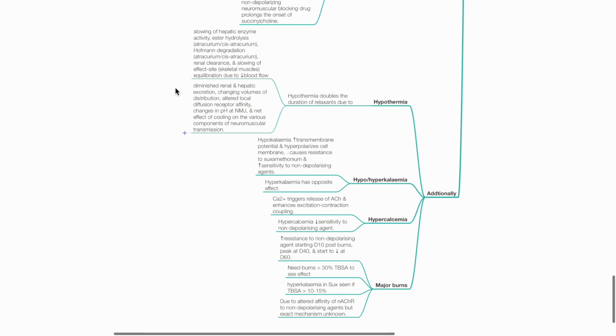Hypercalcemia triggers the release of acetylcholine and enhances excitation-contraction coupling. Hence, hypercalcemia reduces the sensitivity to non-depolarizing muscle relaxants. Major burns increase the resistance to non-depolarizing muscle relaxants starting day 10 post-burns, peaking at day 40, and starting to decrease at day 60. This is due to altered affinity of nicotinic acetylcholine receptors to non-depolarizing muscle relaxants. However, the exact mechanism is unknown.